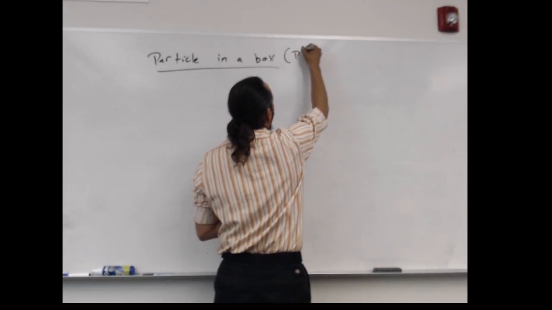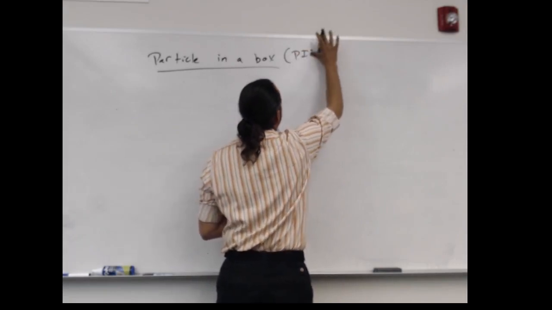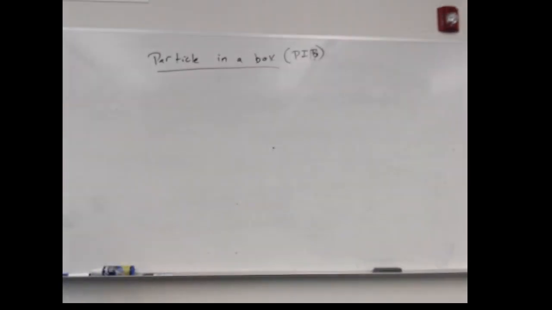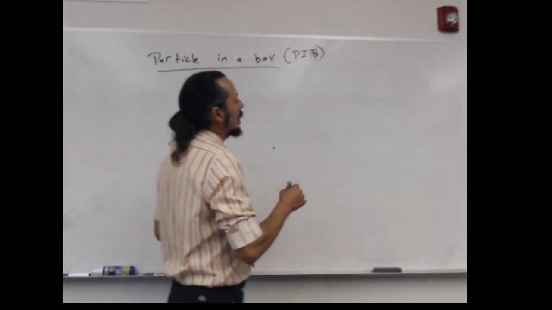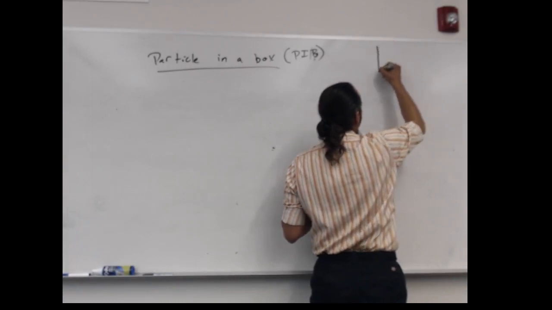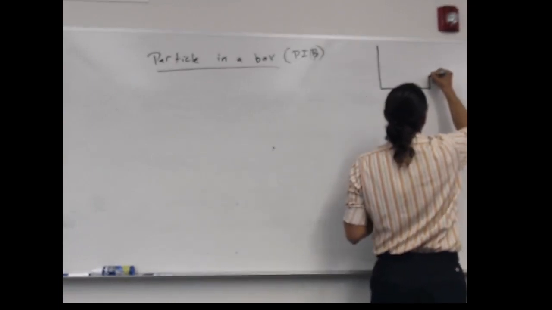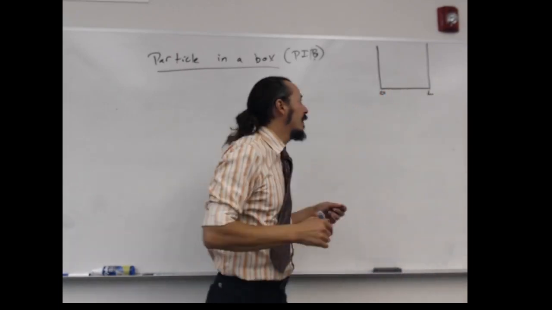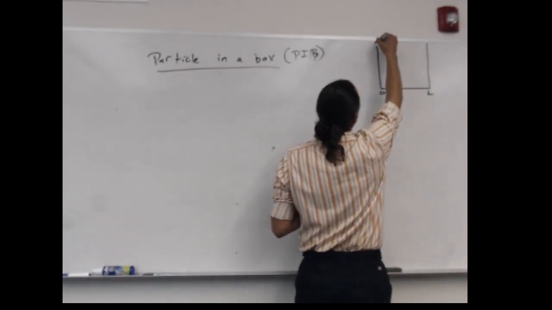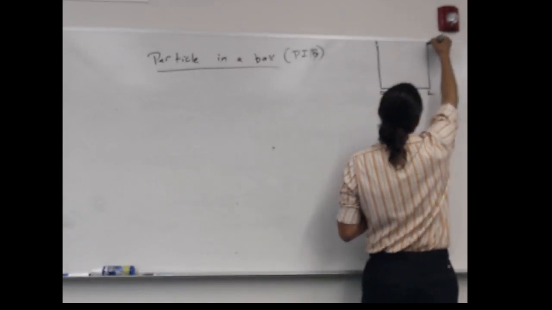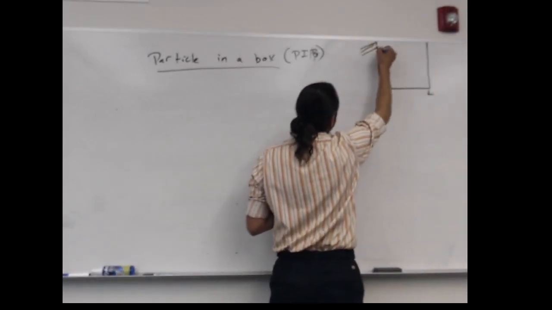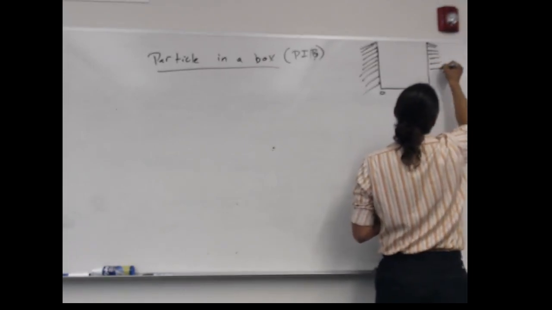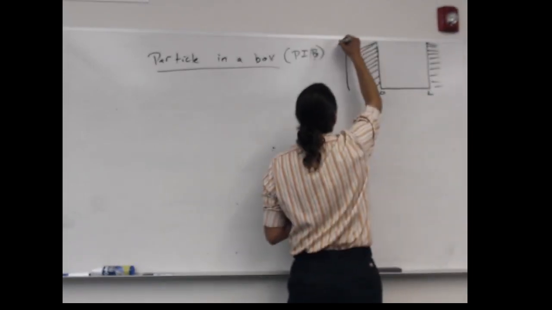Often abbreviated, ooh, that's not how you write B, often abbreviated just the PIB problem. We're going to start with saying, okay, I've got some container that goes from 0 to L. It's got some length to it. Over here, it goes off to infinity. So over here, we've got nothing. Over here, we've got nothing. And this is on the energy scale, so this is energy in this direction.